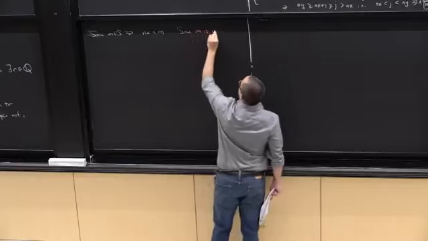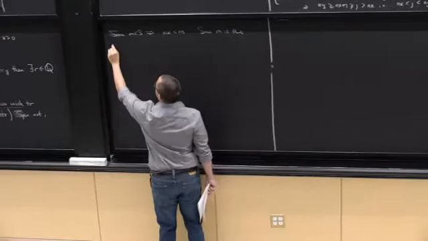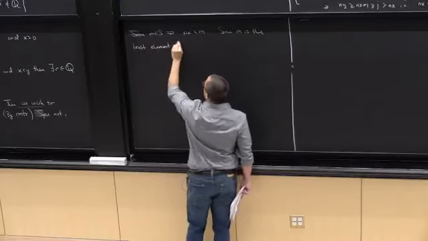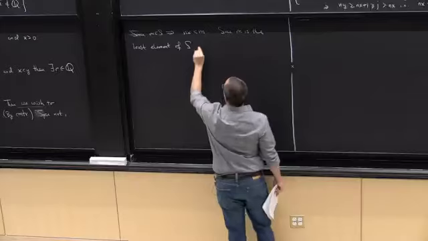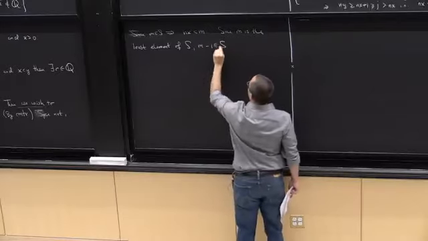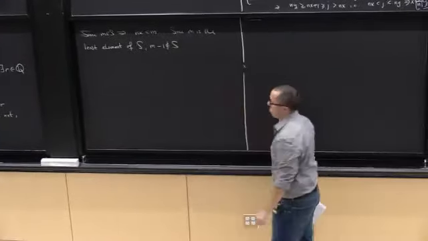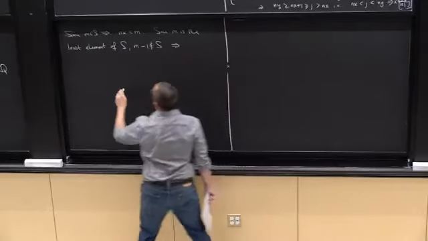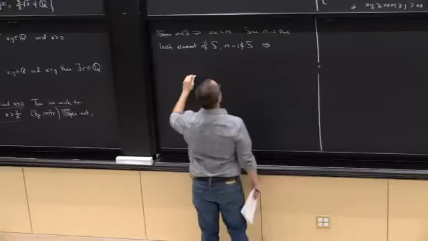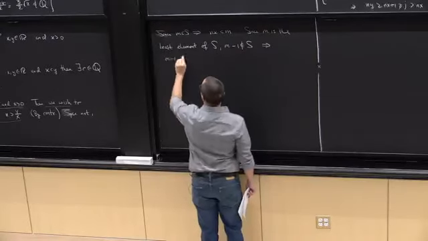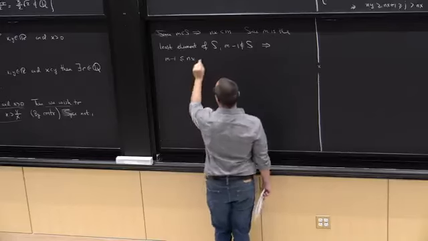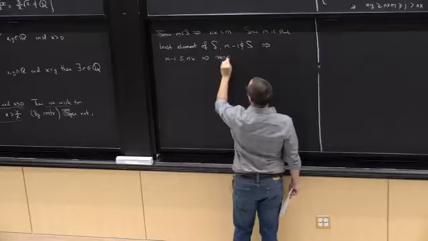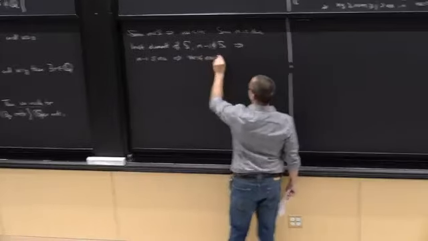Since m is the least element of S, m minus 1 is not in S. Okay? So that implies that m minus 1 not in S means m minus 1 is less than or equal to n times x, i.e. m is less than or equal to n times x plus 1.